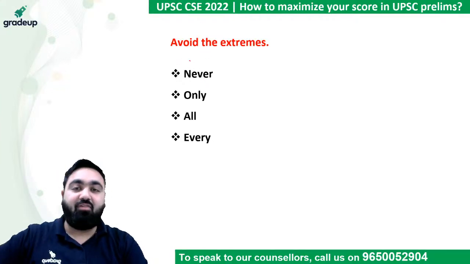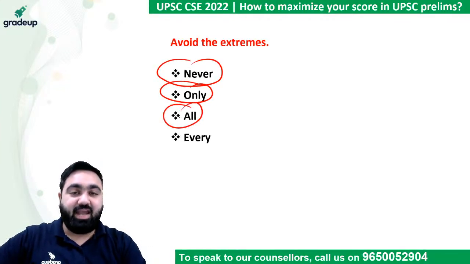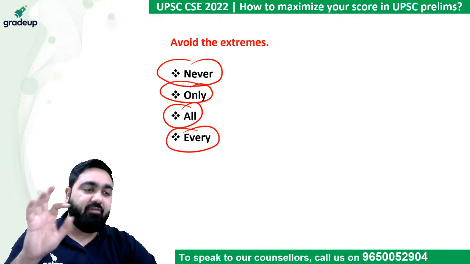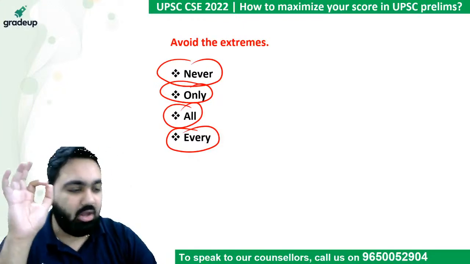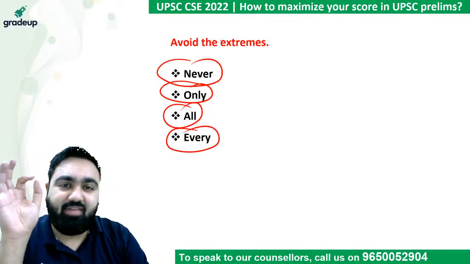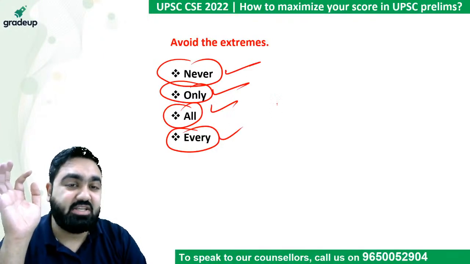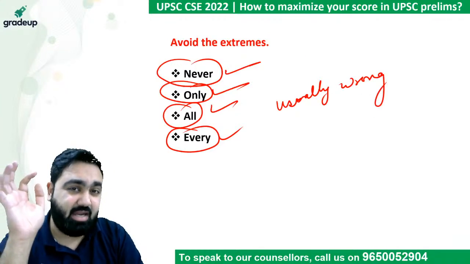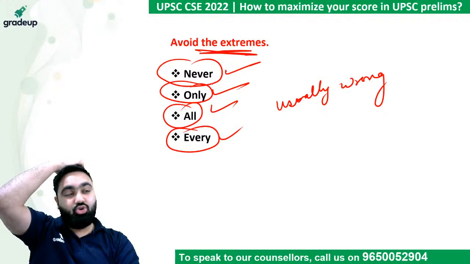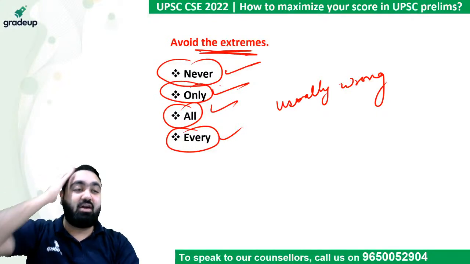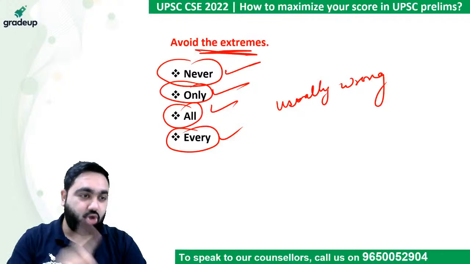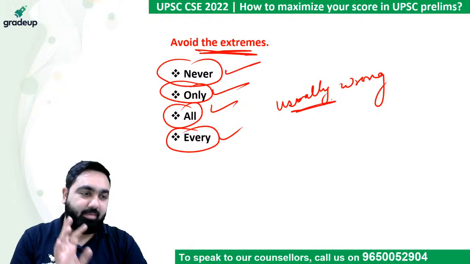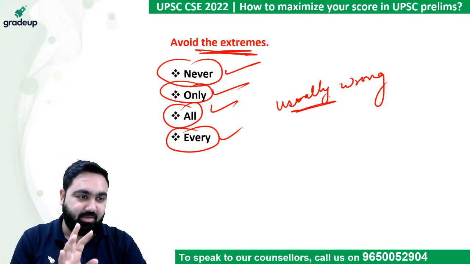Very, very important. Avoid the extremes. Guys, again, this is a technique that will not work every time, but if you have no other option, बहुत कम attempt किए हैं, you have to attempt. Then whenever these words appear, this is usually wrong. These are usually wrong because these are extreme words. Whenever a statement has these kind of words, this is usually, again, हमेशा नहीं. So don't close your eyes और ये word देखते ही मना कर दो, ऐसे मत करो. हमेशा नहीं होगा, but these are usually wrong, these statements.